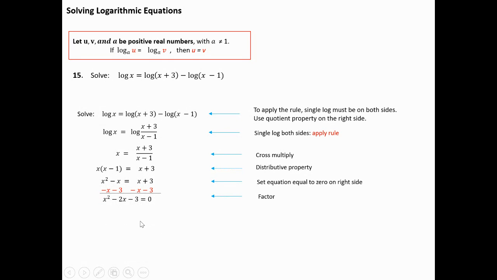Now here we have to factor. This is the factored form of the trinomial x squared minus 2x minus 3. This is crucial, guys, you have to know how to factor. Then we apply the zero product property, which means we set x minus 3 equals 0 and x plus 1 equals 0. Then we solve for x on both sides, so x equals 3 and x equals negative 1.